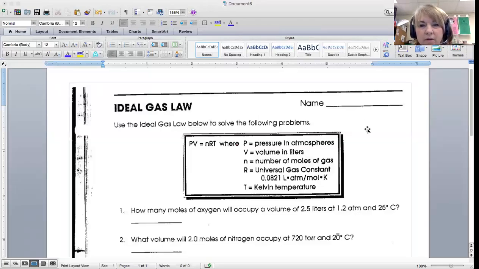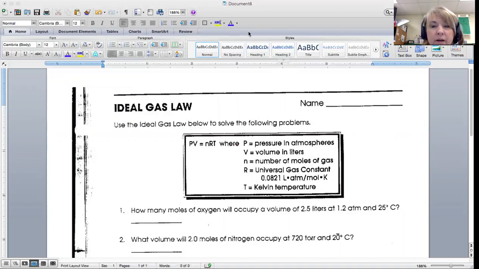Hello, class. I want to start with today's lesson, the ideal gas law. You should have picked up a worksheet from the pickup table, and it should look like this on your desk. So let's run down a little bit about the ideal gas law, and we're just going to work one problem, and then I'm going to let you have the rest of the class time to finish working on that.